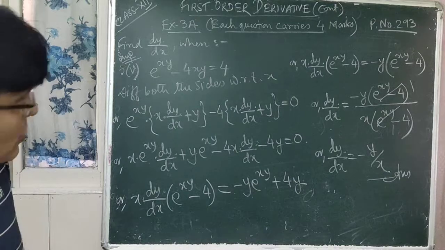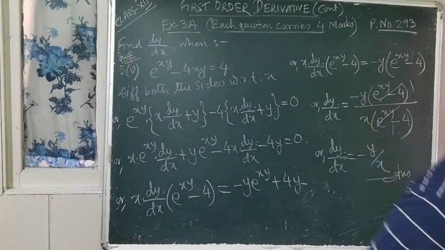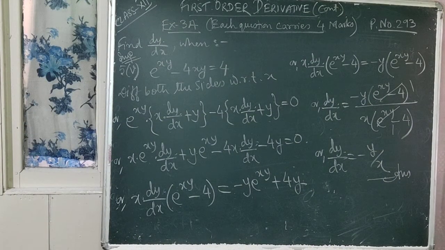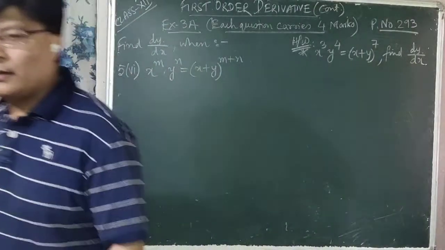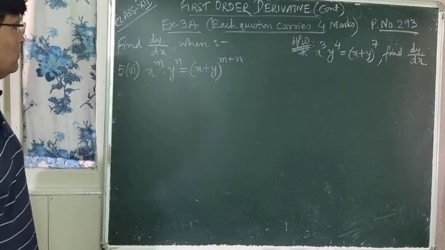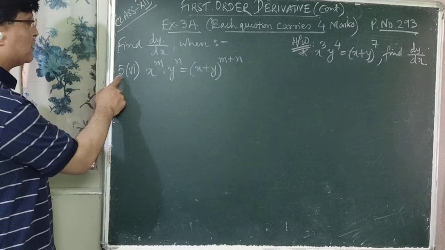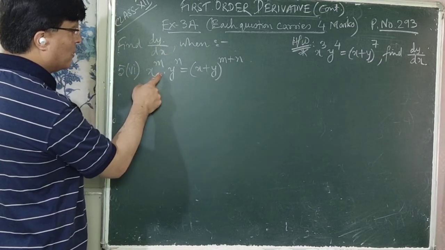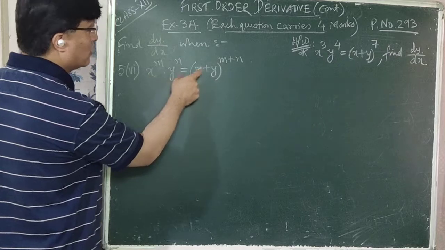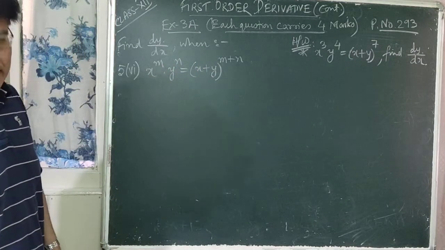So you can copy it. We'll do the next question now. That is question number 5-6. Find dy by dx when x to the power m into y to the power n is equal to x plus y whole to the power m plus n.